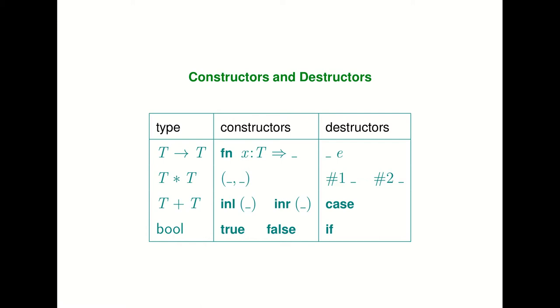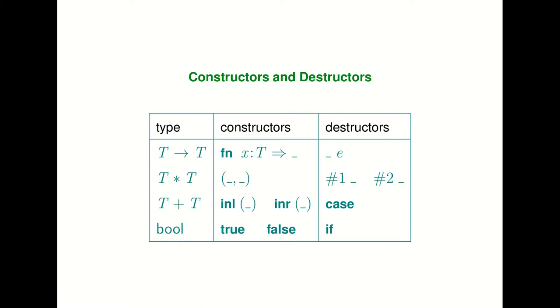For products, we have a pair as the formation or constructor rule. And for sum types, we have a tagged expression, so inl of E or inr of E. And when you want to eliminate or destroy or use a value, there are what are called destructors or eliminators.